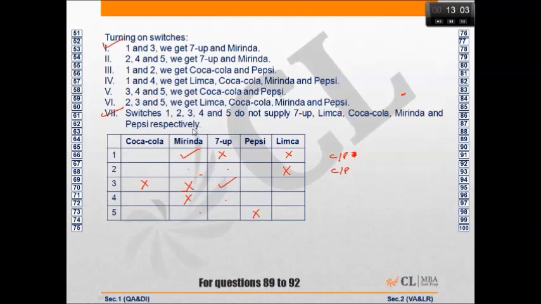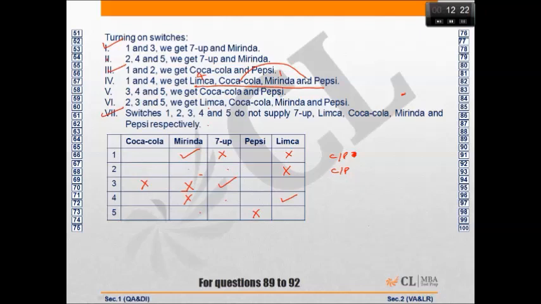1 and 2 we get Coke and Pepsi. We have done this. We have looked at this. 1 and 4 we get Limca Coke, Mirinda Pepsi. 1 does not give us Limca, so 4 has to give us Limca. 4 Limca, 1 Mirinda. And 4 has to be either Coke or Pepsi. Between 1 and 4, these two have to be either 1 or 4.